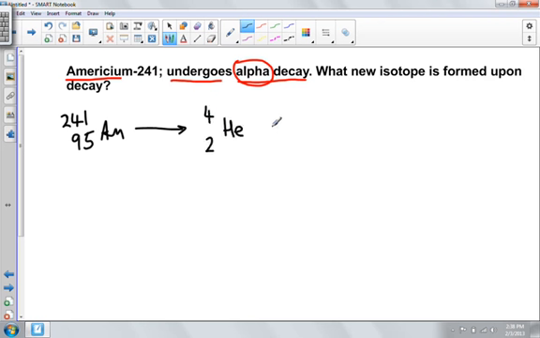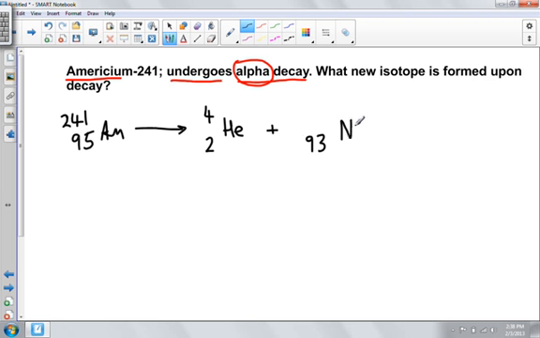And then literally all you've got to do, the question says what new isotope is formed upon decay, because something else has to go here. You have to make sure that your numbers match up. And once your numbers match up, you can figure out the rest. So if you have an atomic number of 95 and 2 here, then the difference, of course, is 93. Now, I'm sure you remember from what we said before, the atomic number is what defines the element, so all you need is this to know exactly what element you have.